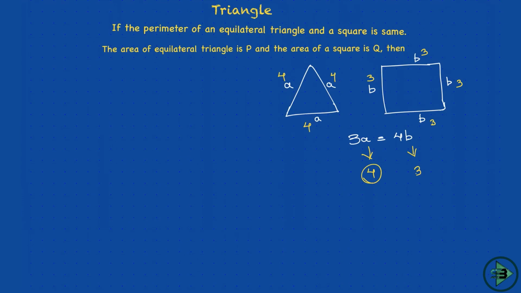Correct. Now he is asking me, if the area of the equilateral triangle is p and the area of the square is q, then what can you say about p and q? So what is the area of an equilateral triangle? We know that it is square root of 3 by 4 into side square. What is the side here? 4, so 4 into 4 side square. So 4 and 4 get cancelled, and you get the answer as 4 root 3. That will be the area of this equilateral triangle.